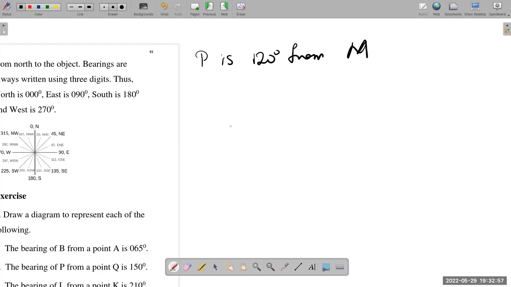You always draw the one that says from first. So you're going to draw M. From M, that's what we do. What do we do from M? We always draw what? Our north line.